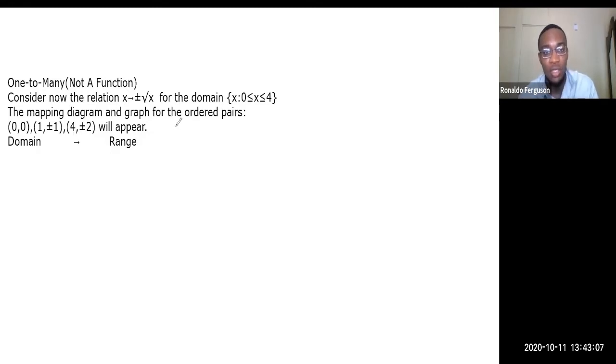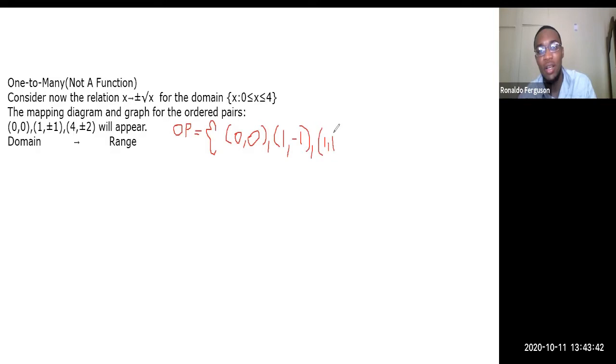So let me write out what this really means. So ordered pairs, OP for ordered pairs. Writing it out, this is what we really have. When x is 0, y is 0. This is the first ordered pair. Then when x is 1, y is minus 1, and y is also 1. So we get 1, minus 1, and 1, positive 1.